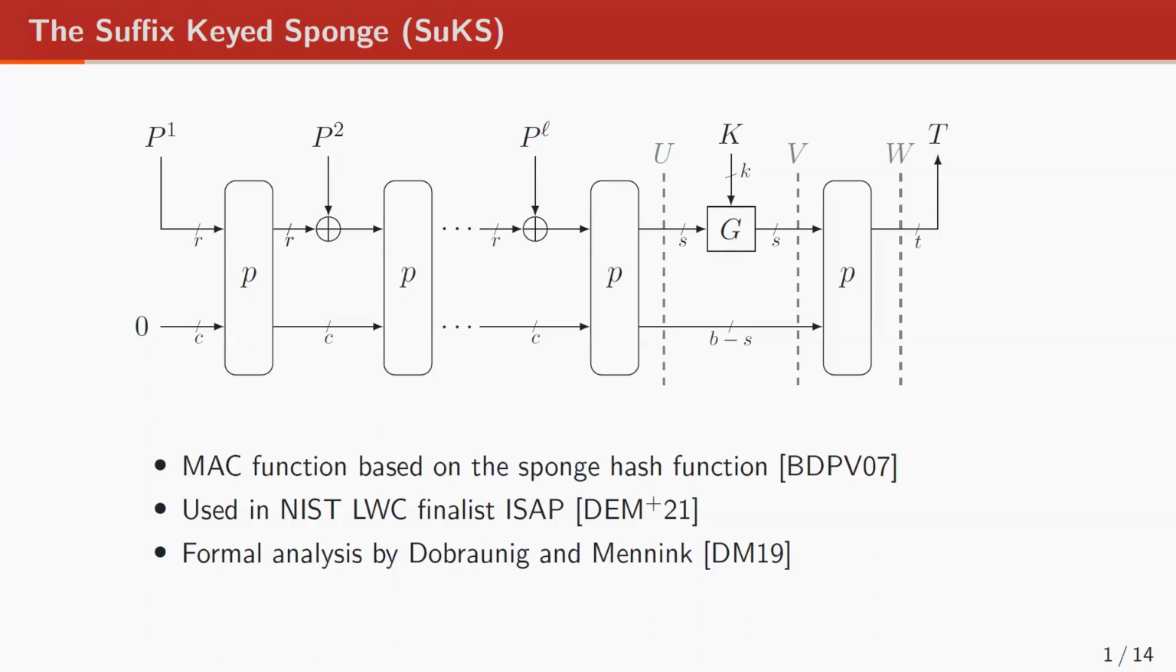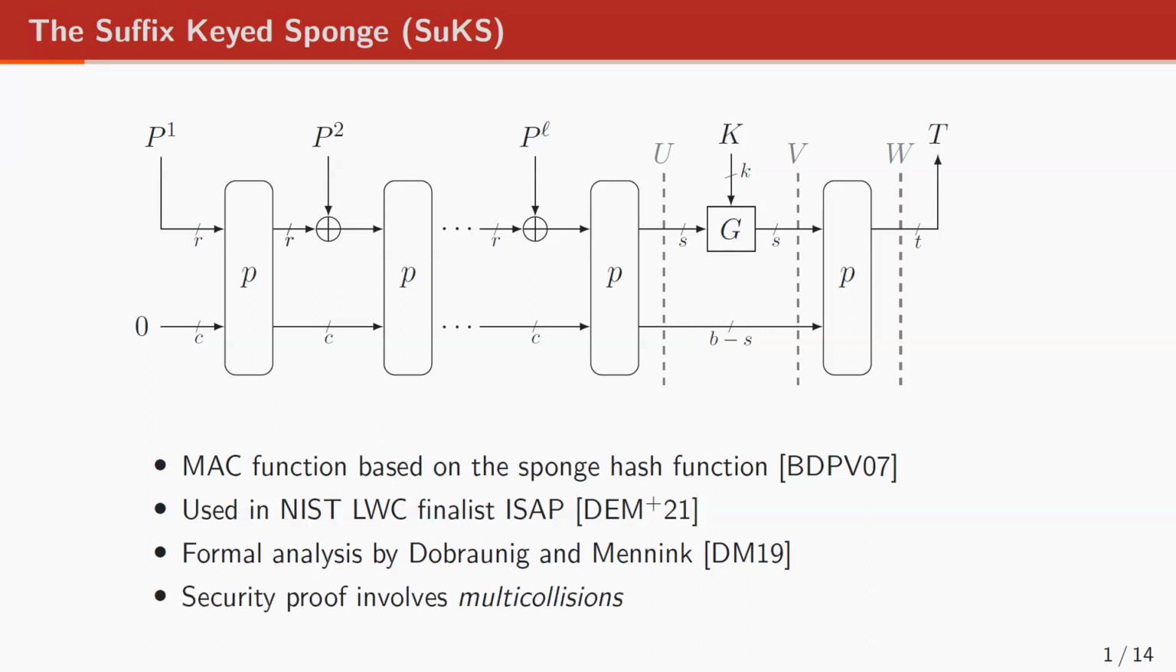The SUX is also used for authentication in the authenticated encryption scheme ISAP, which was one of the finalists of the NIST lightweight cryptography competition. The security of the SUX has been formally analyzed by Dobraunig and Mennink. In their analysis, they considered an adversary who exploits multi-collisions, so multiple plaintexts which collide on some state of the SUX, for example on the tag.